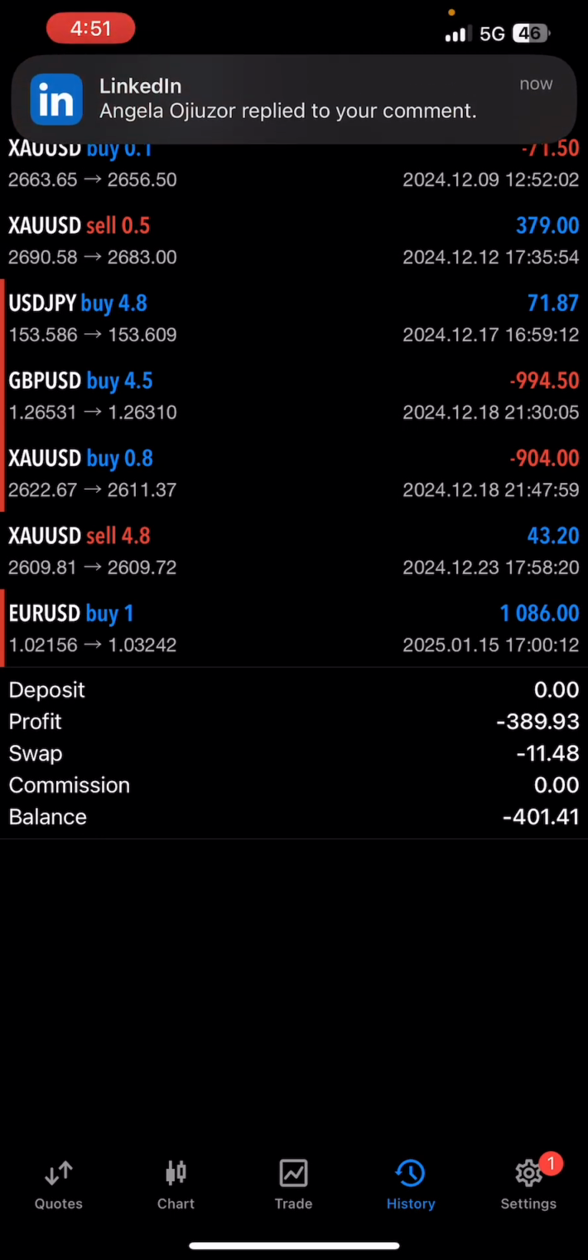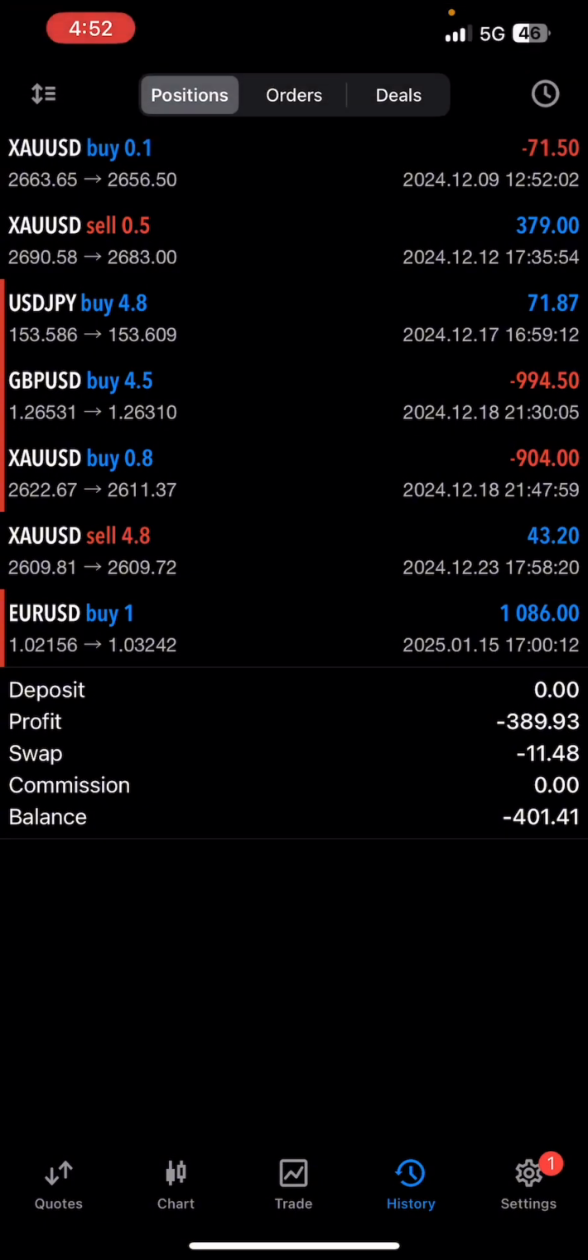So you're going to see your deposit, you're going to see your profits. If you've withdrawn money, it's going to show minus 389. That's how much you've withdrawn. Your swap and then your commission. Some brokers charge commission and other brokers charge spread. Balance is how much that is left.